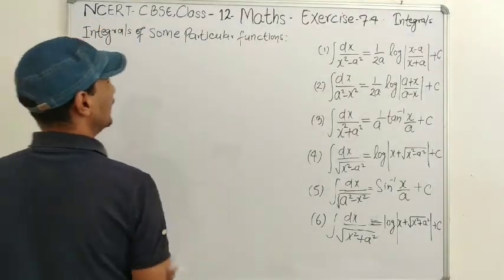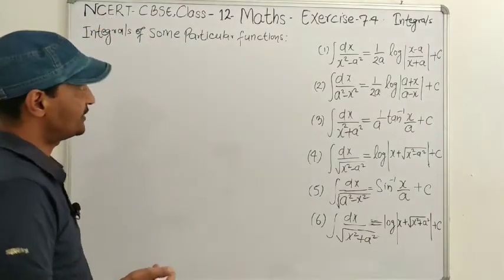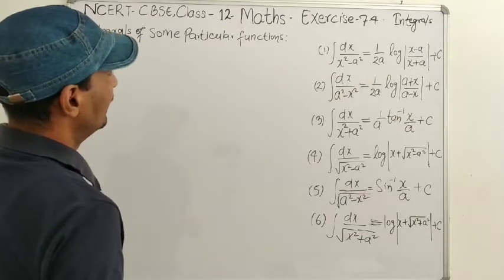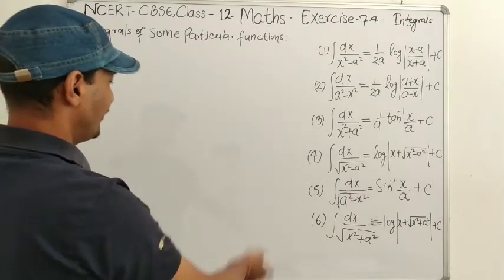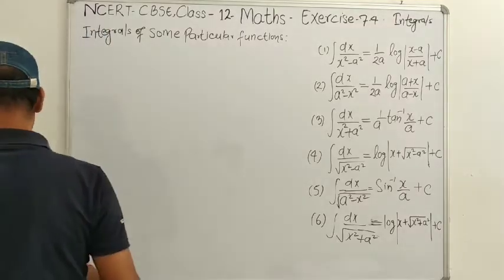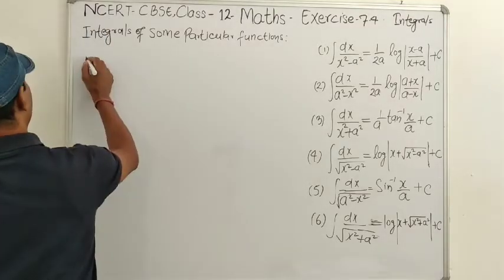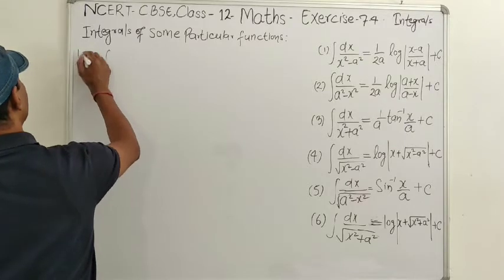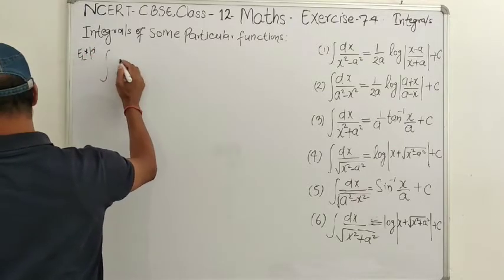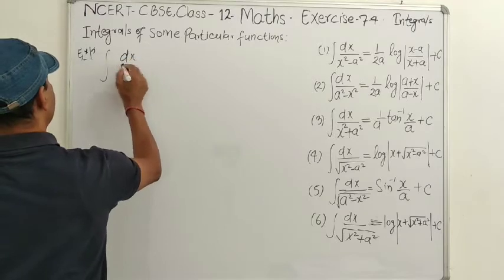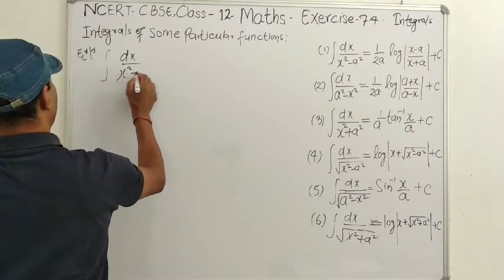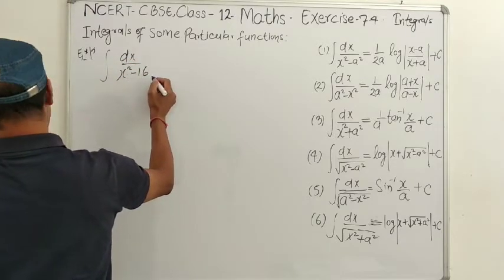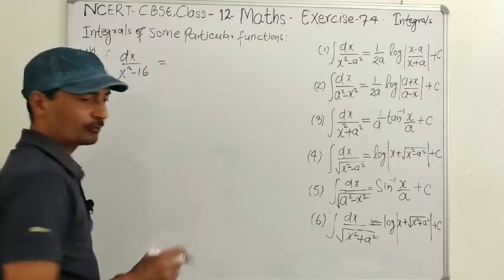So let's do one example, and among all these formulas one formula will be applied here. So example 8 number 1 is one example, integration of this dx by x square minus 16. We have to do integral of this. So how to do this?